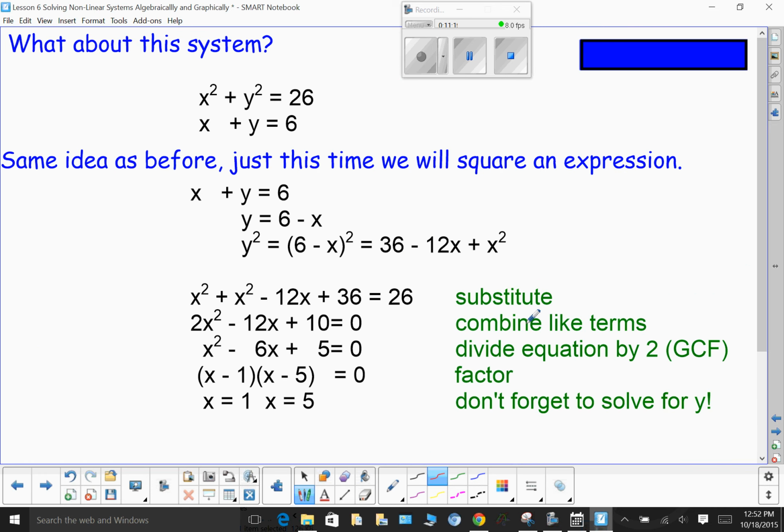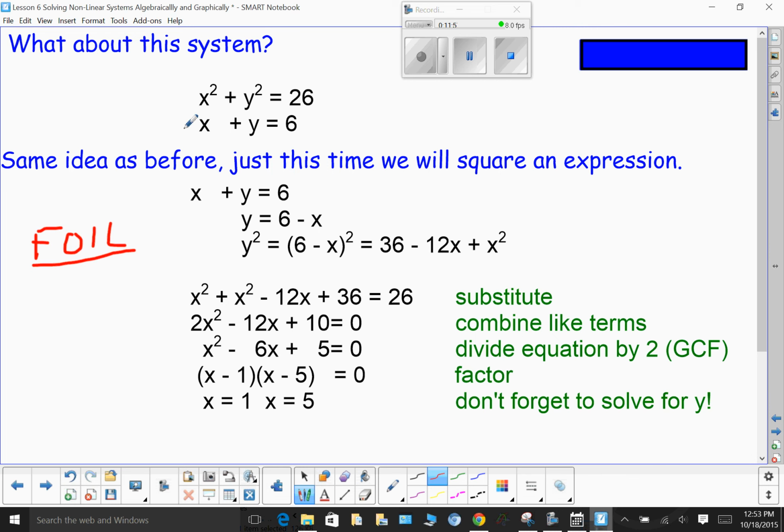Next up, what do we do when we have a circle and another line? Well, this is the same idea as before, just this time we're going to square an expression. So I get y by itself with a linear, and then I square it. Don't forget, you have to FOIL. If you don't FOIL, it's not going to be right. So when I square this expression, it becomes 36 minus 12x plus x squared. I substitute it in, combine my like terms, divide through the entire equation by 2. I factor, and look, I get 2 different values of x.